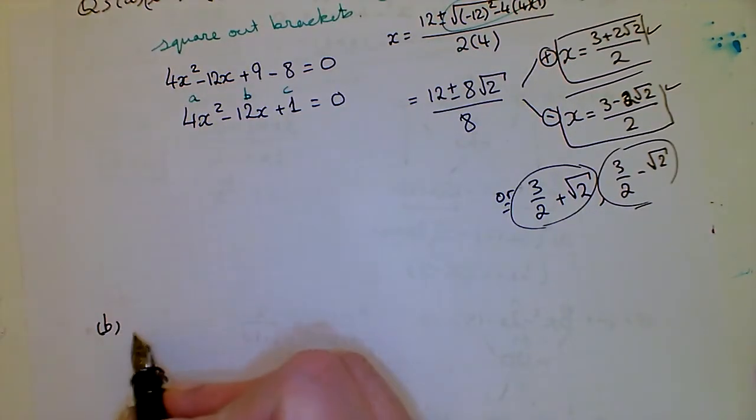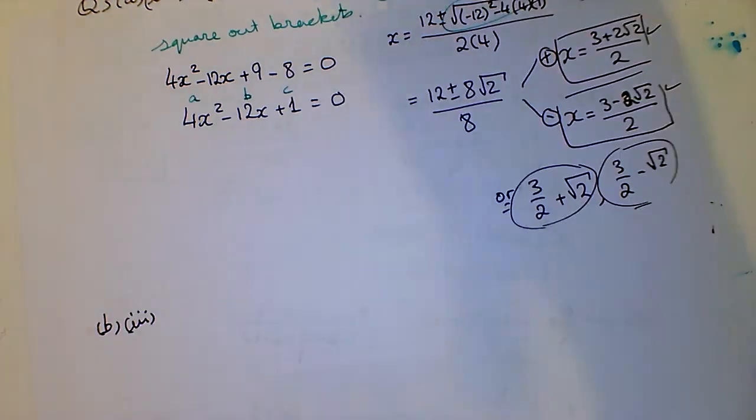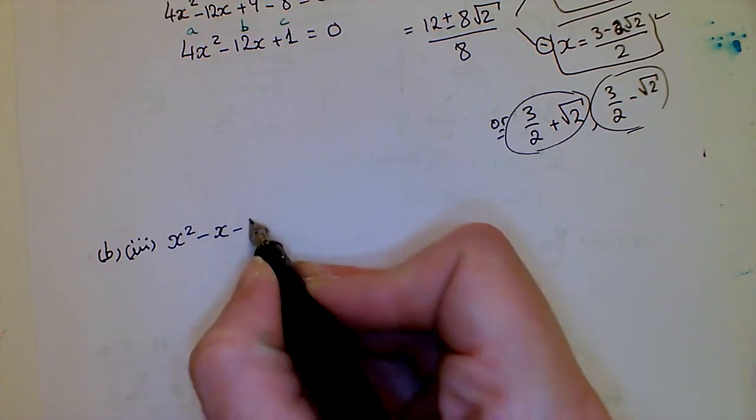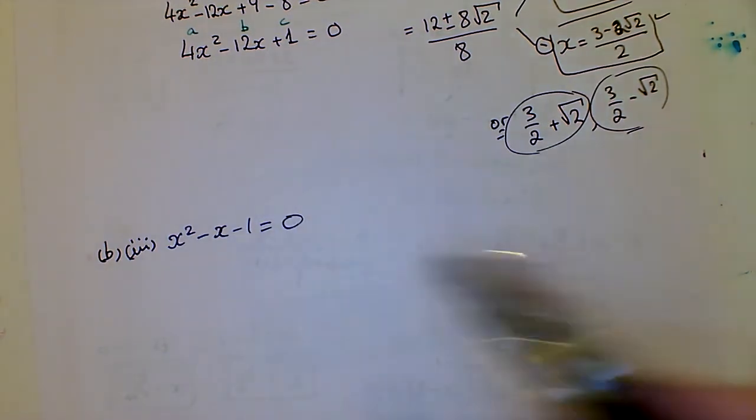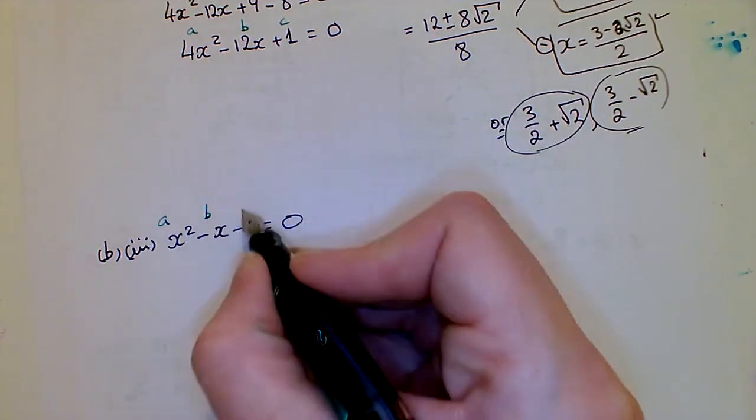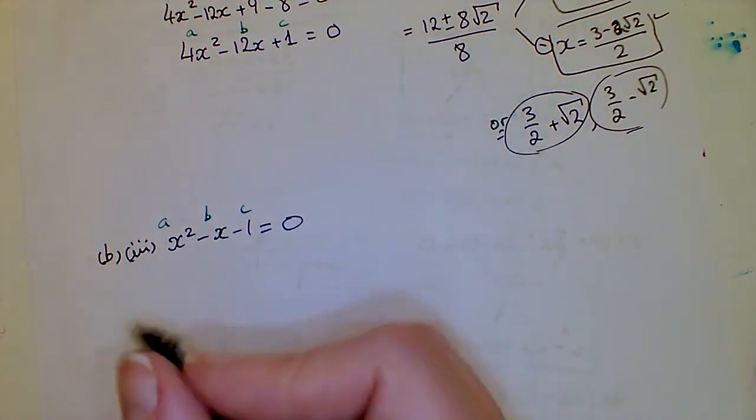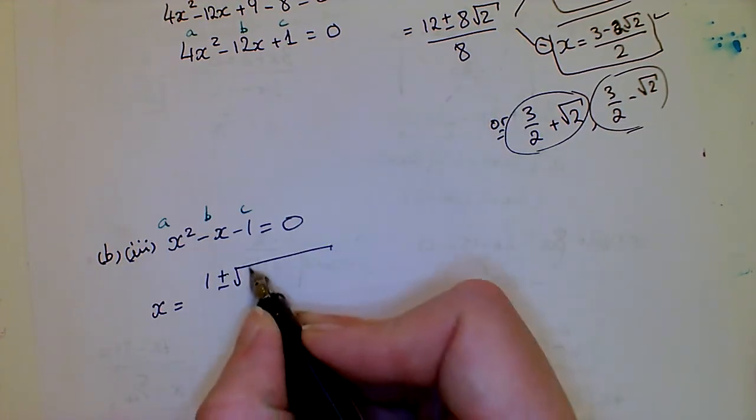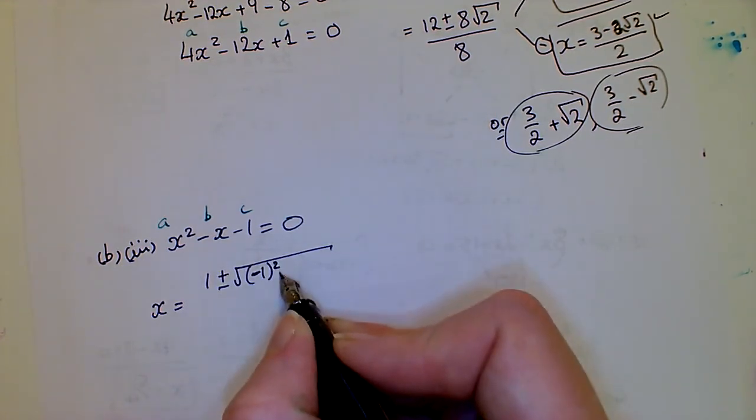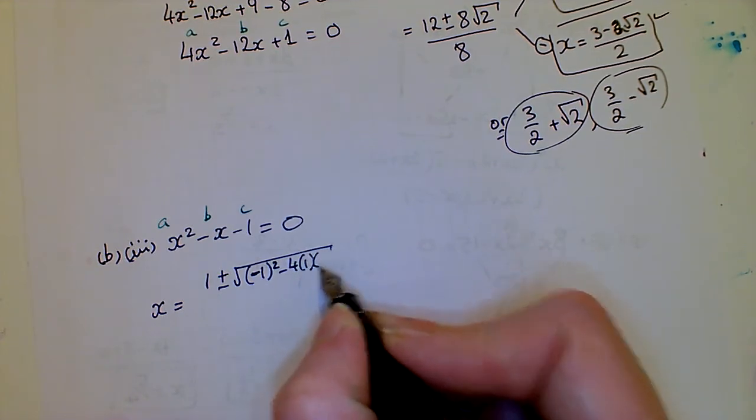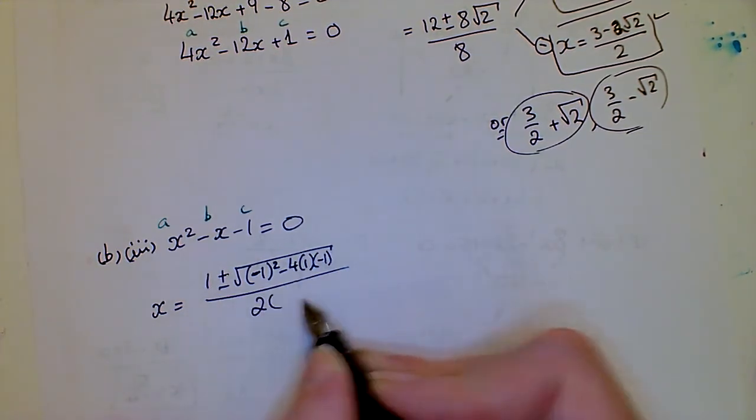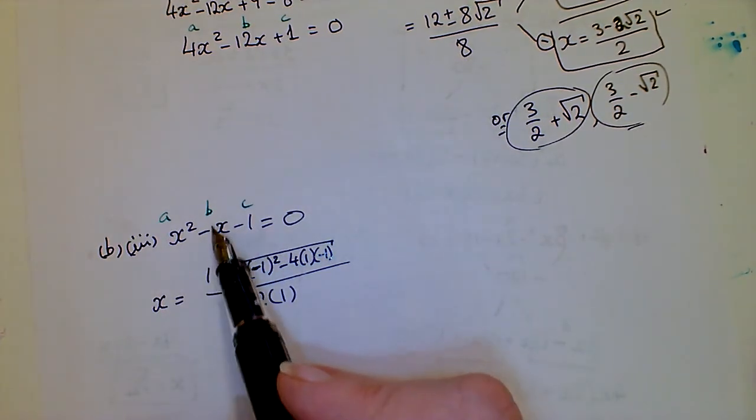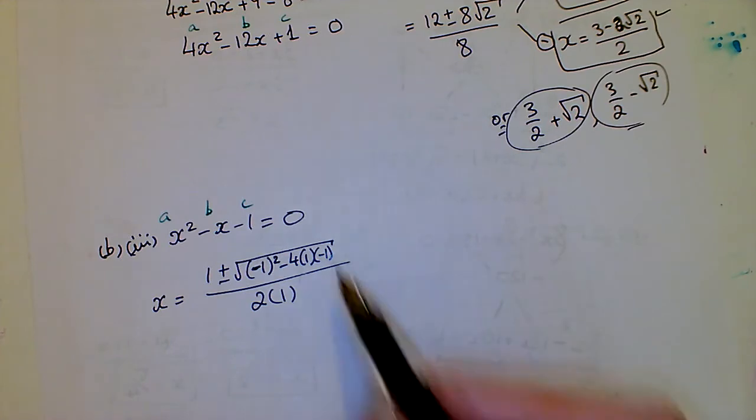And 3b, part 3. We're trying to solve x squared minus x minus 1 equal to 0. And there's my a, b, c. So x is going to be minus b plus or minus the square root b squared minus 4ac all over 2a. And what they're checking here is that you can handle when the coefficient isn't written in explicitly.